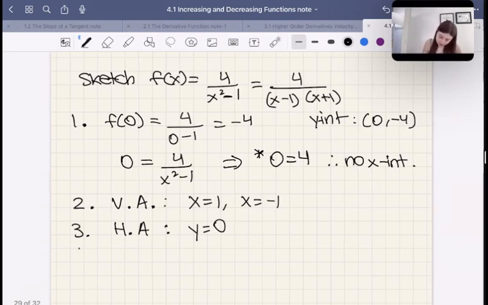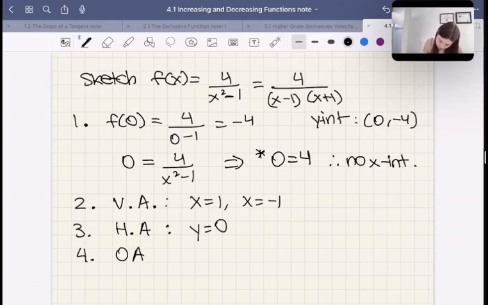Now, what about oblique asymptotes? Well, if we have a horizontal asymptote, we definitely cannot have an oblique one, so there's none. But even going back to the criteria, it says that the degree of the numerator must be exactly 1 degree higher than that of the denominator, and that's not the case, right?